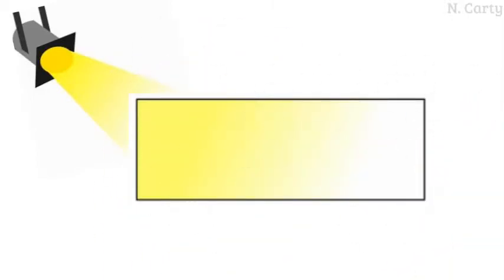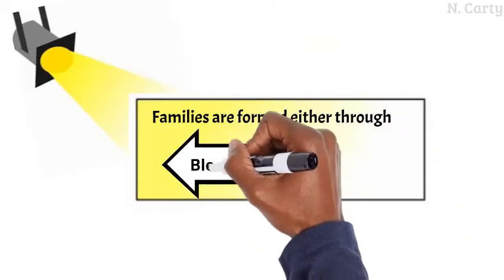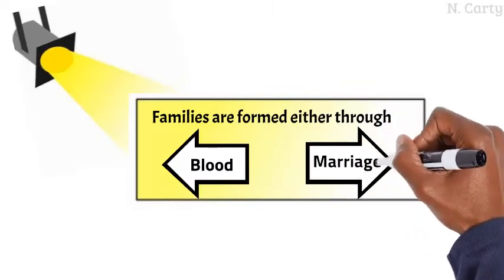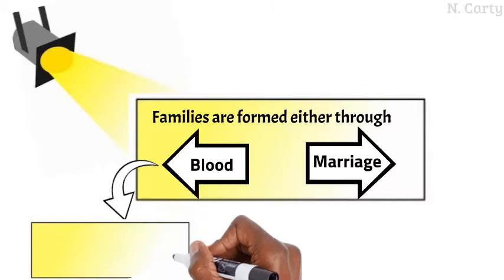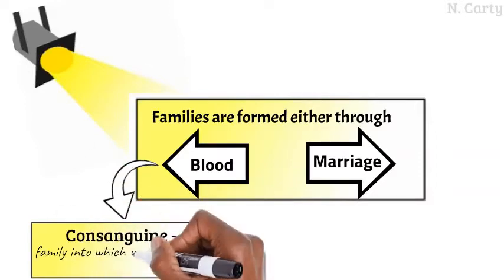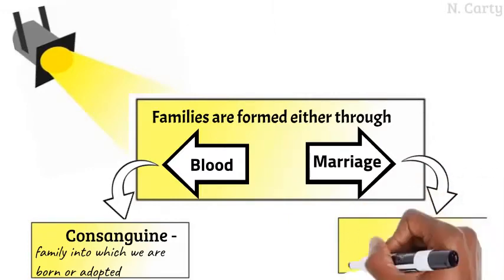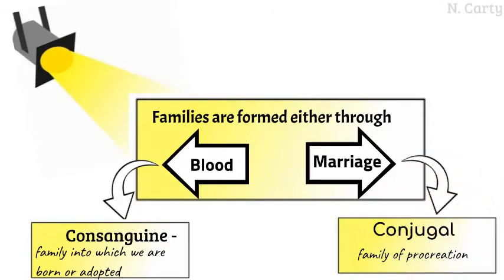As said earlier, families are formed either through blood or marriage. When a family is formed through blood, that is called consanguine. When a family is formed through marriage, that is called conjugal.